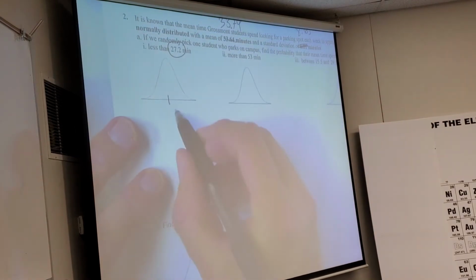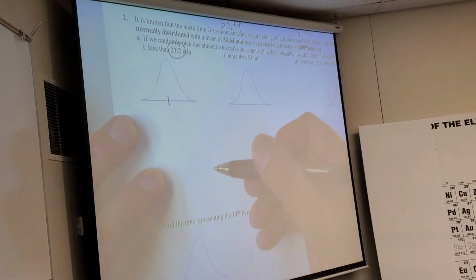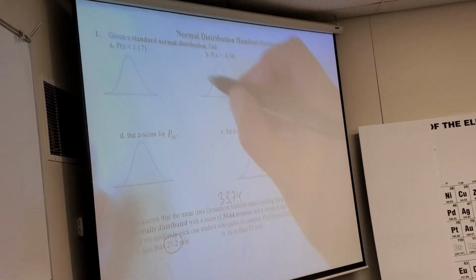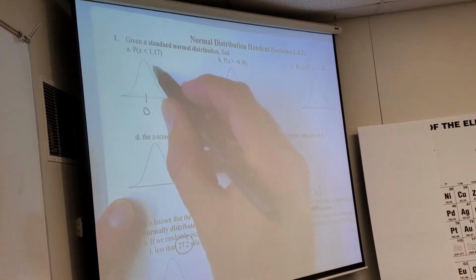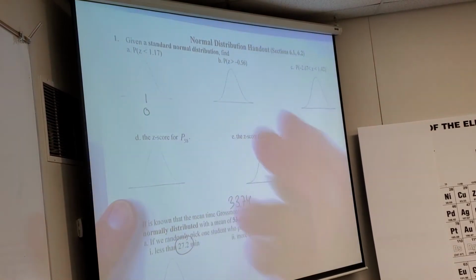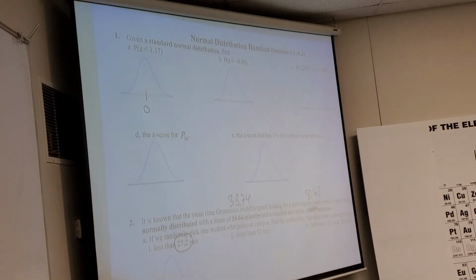So what's going to go in the middle of this picture? What always goes in the middle? The mean, right? So up here, what were we putting in the middle? 0. Why? They're z-scores, and the mean will always become 0, because the mean is 0 away from itself.